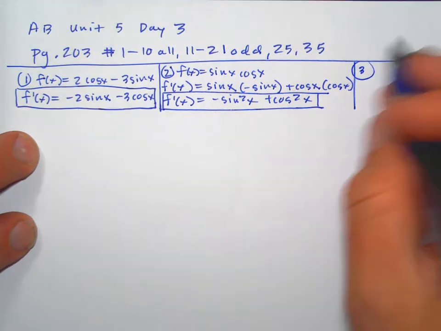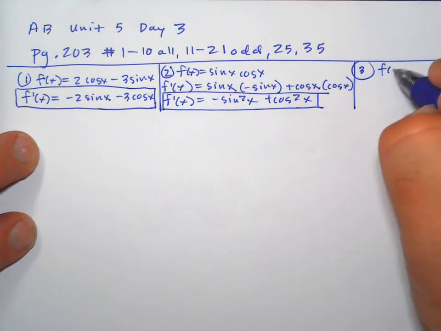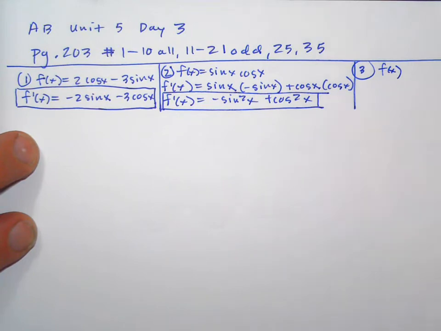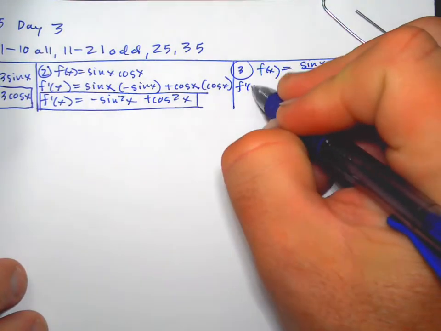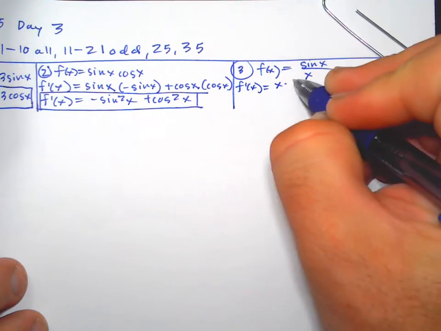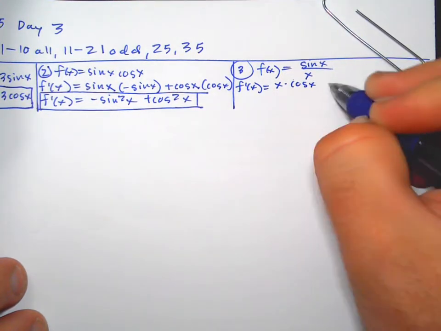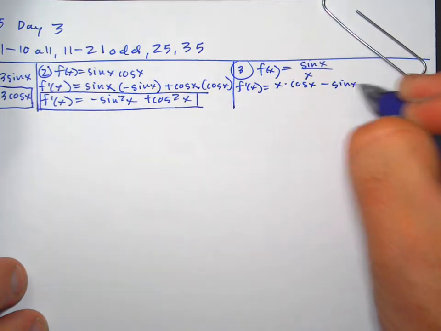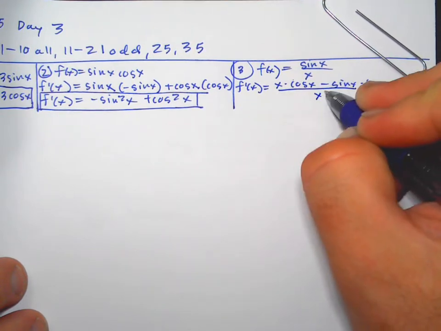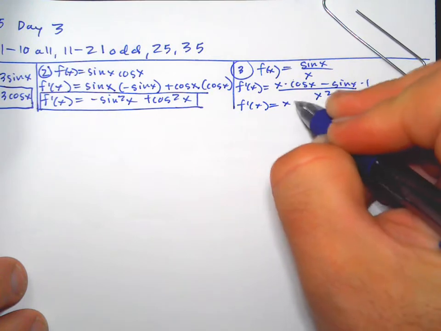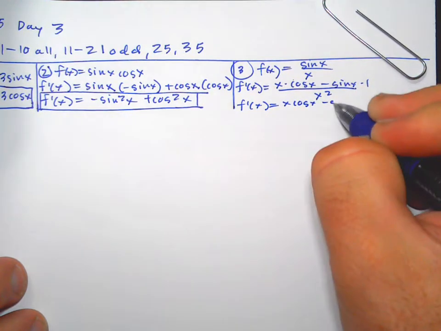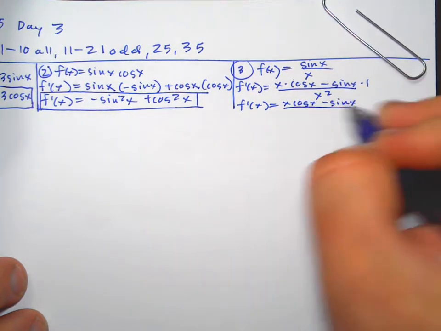Number 3, f of x equals sine x over x. So you could do quotient rule, low d high minus high d low all over low squared. Final answer, x cosine x minus sine x over x squared.